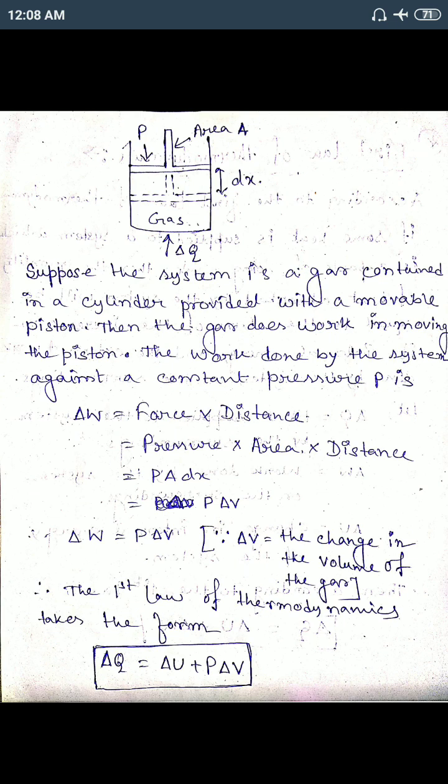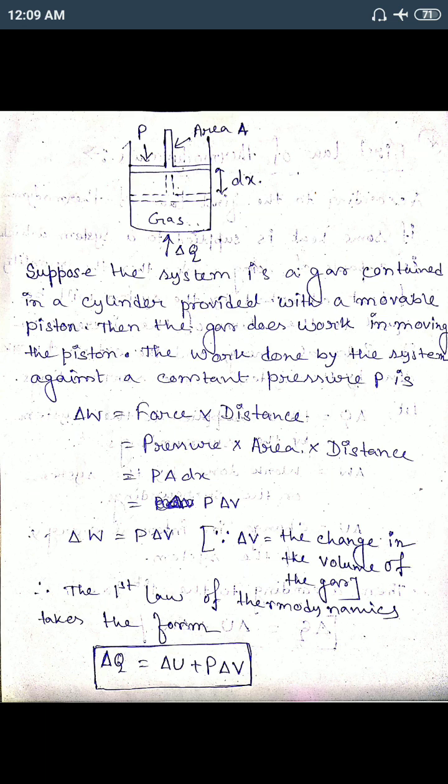Now there is another form. In place of delta W we can write the work done in terms of pressure and volume. How? In this figure, we take a container which contains some gas with a movable piston. The gas does work in moving the piston, and it moves a small distance dx. The work done by the system is always against the constant external pressure P, which acts opposite to the gas pressure.